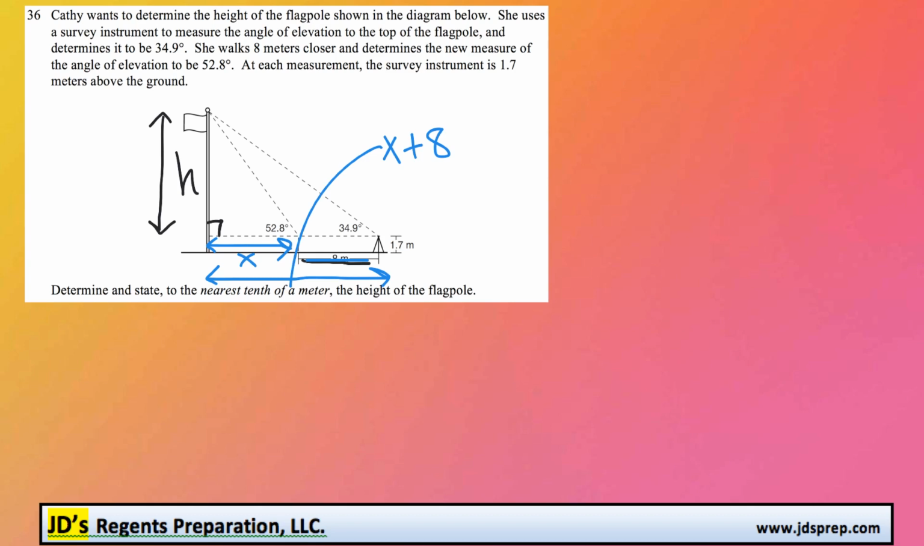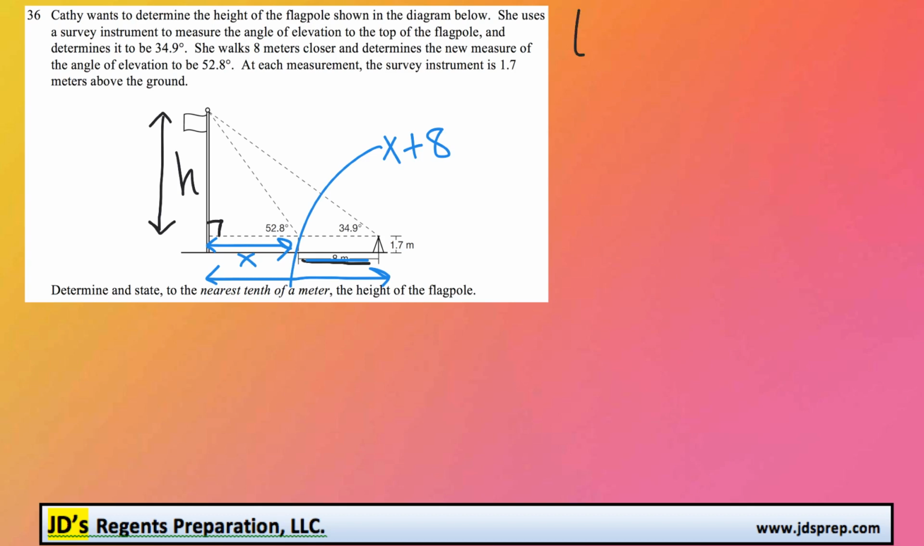So the strategy we're going to use is that we're going to set the tangent ratios of each triangle equal to each other, and then we'll have an equation where we can solve for x, and then from that, we can find out the height of the flagpole. So quite a bit of work to do.